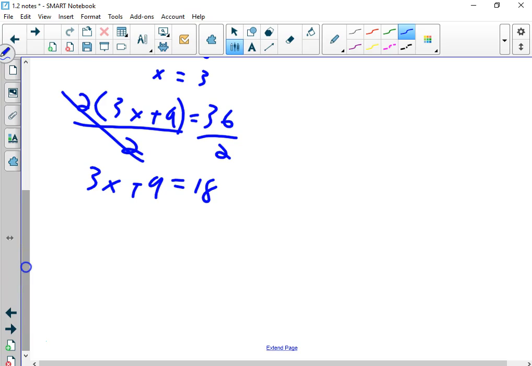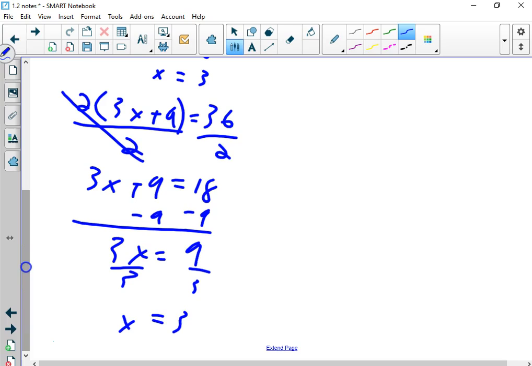Then, subtract 9. Divide by 3. Same answer. But we saved ourselves a step and we had smaller numbers to deal with. Doesn't matter. If you do it the first way, it's not a big deal. But think about what you're doing. You're multiplying everything by 2, you're going to end up dividing by it again.